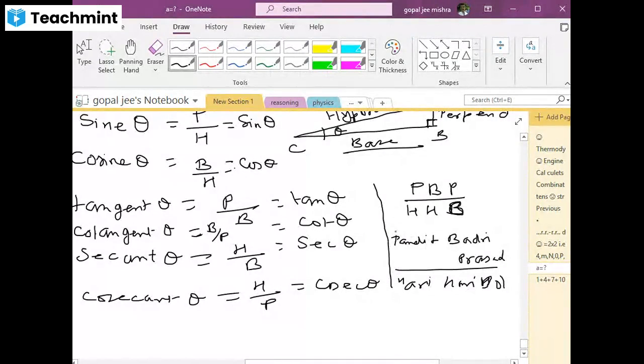You can see the first letter can be taken as reference. P by H is the ratio of sine theta. Base upon hypotenuse is cosine theta, and perpendicular upon base is tangent theta that we are getting. Pandit Badri Prasad Hari Hari bol.